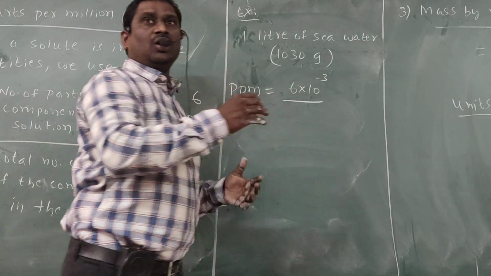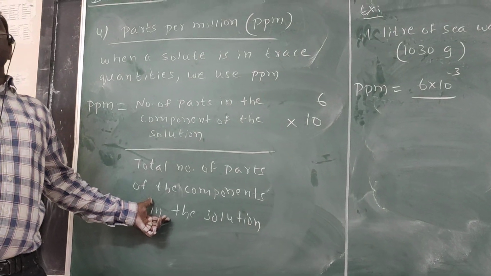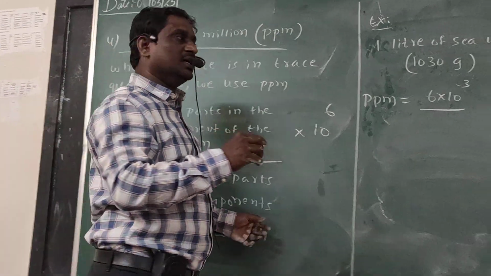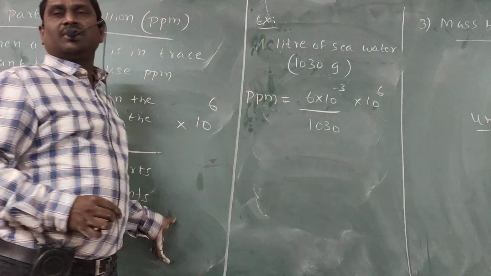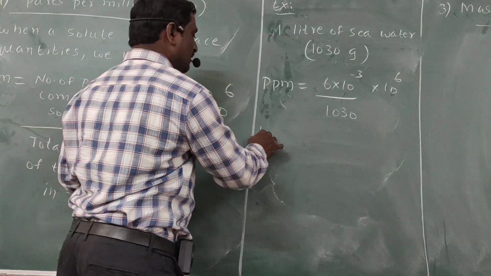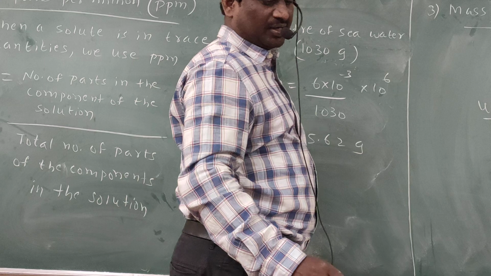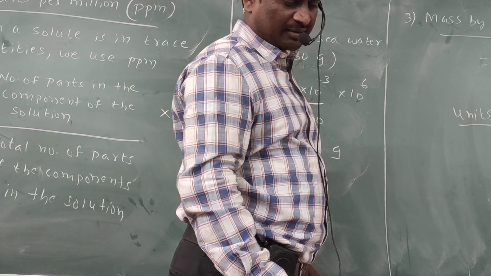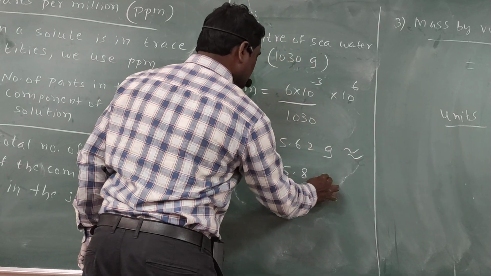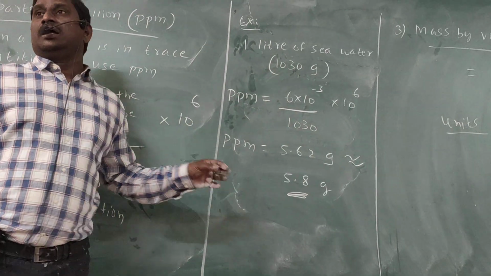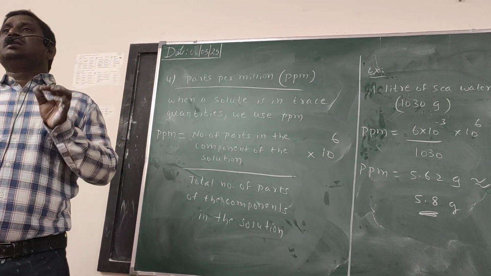Divided by the total number of parts. What is the total number of parts we are taking here? Only seawater. Seawater weight is 1030 into 10 to the power of 6. If you do the calculation, finally you get 5.62 grams, approximately 5.8 grams. So like this, for finding trace quantities, we use a method that is ppm.